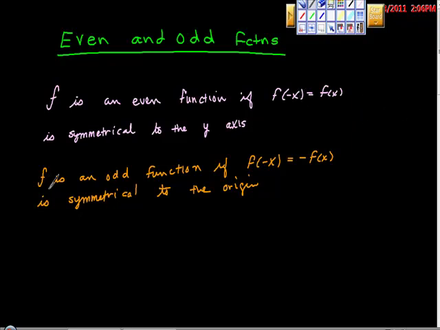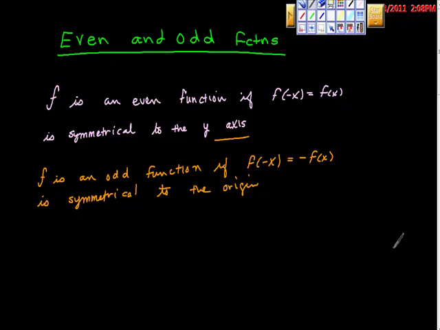So here's the second idea. f is an odd function if f of opposite x is equal to the opposite of f of x. So the first one is symmetrical to the y-axis. Odd functions are symmetrical to the origin. So let's take a look at this for a second. I think it will make some sense.